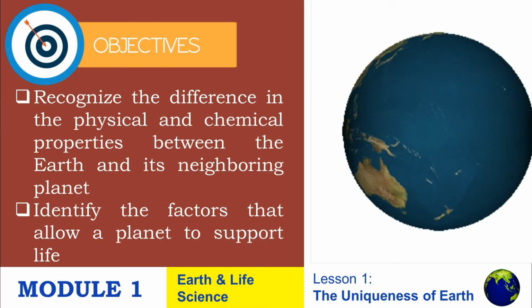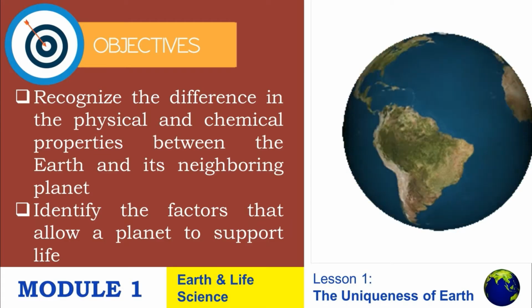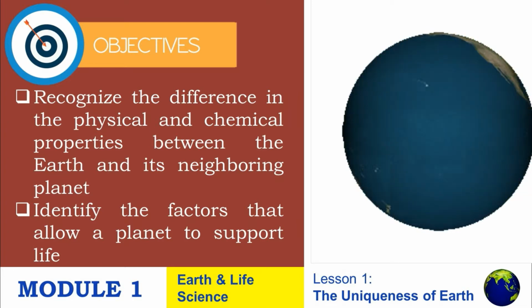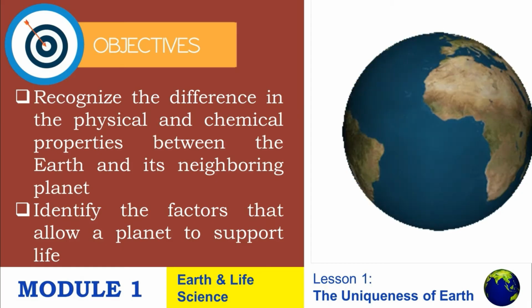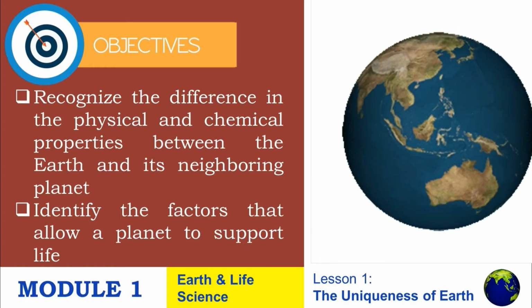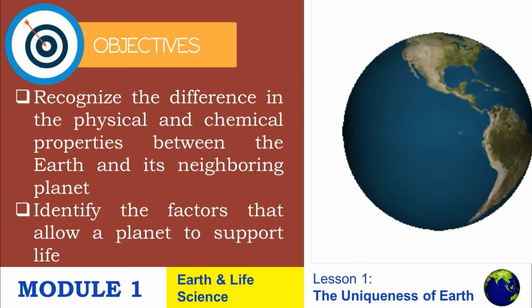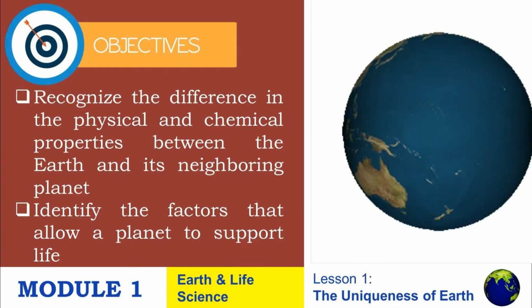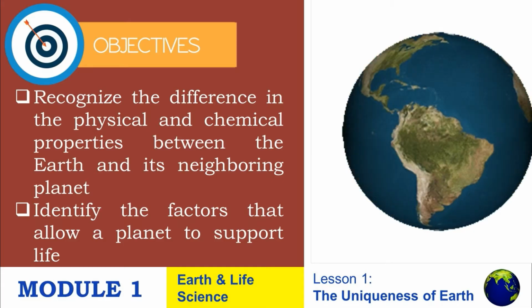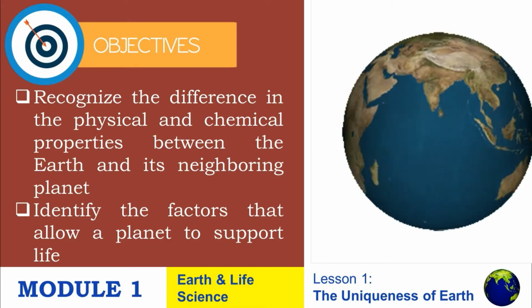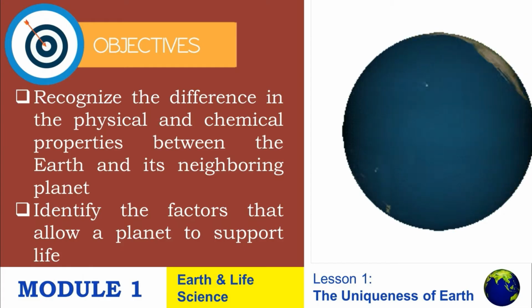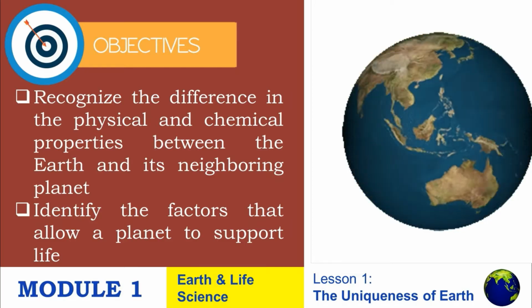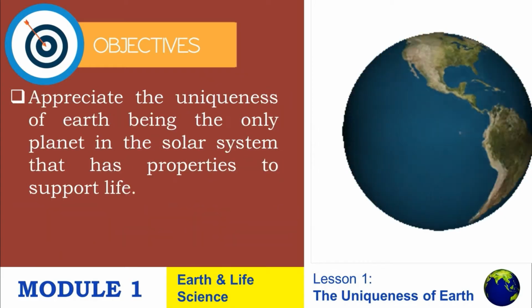Okay, so let's not delay any further. For this session, we have 3 objectives. For objective number 1, recognize the difference in the physical and chemical properties between the Earth and its neighboring planets. So, ano nga ba ang pagkakaiba ng physical at chemical na katangian ng ating mundo at karatig na planeta? For objective number 2, identify the factors that allow a planet to support life. So, ano nga bang mga kinakailangan upang ang mundo ay makasuporta ng buhay?